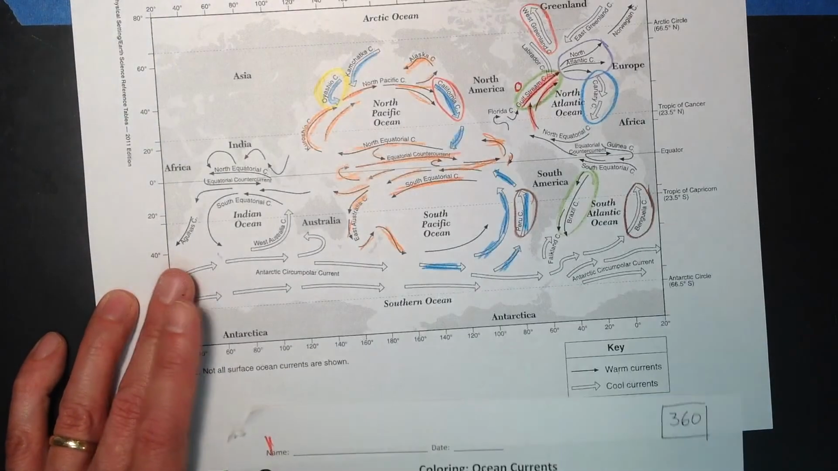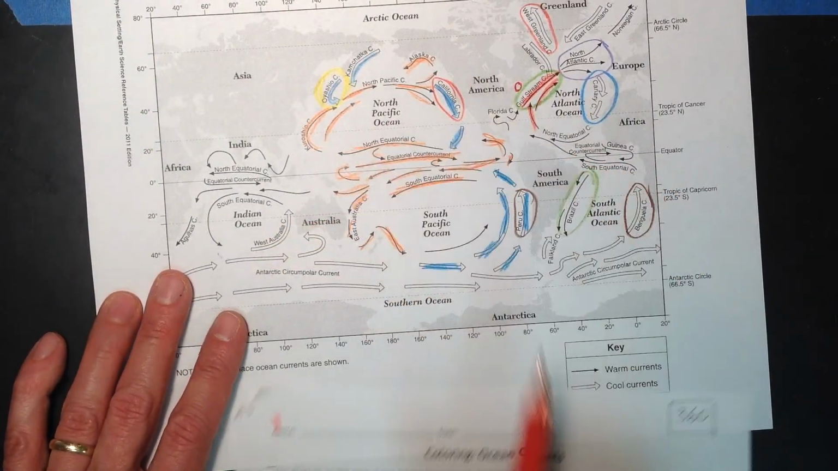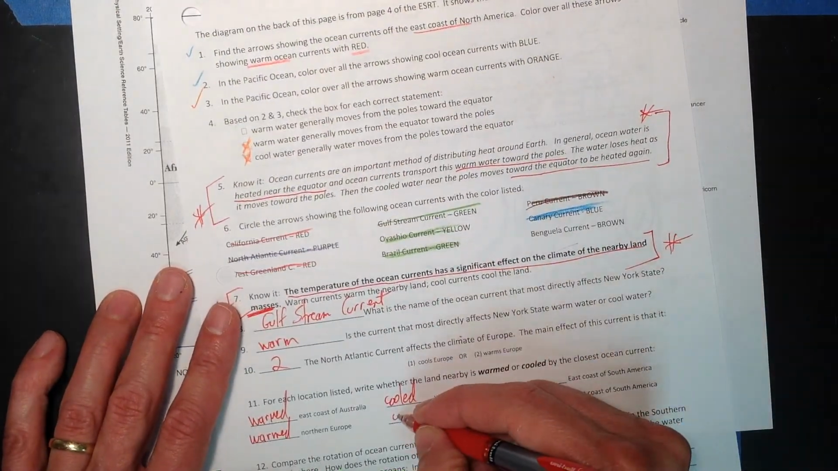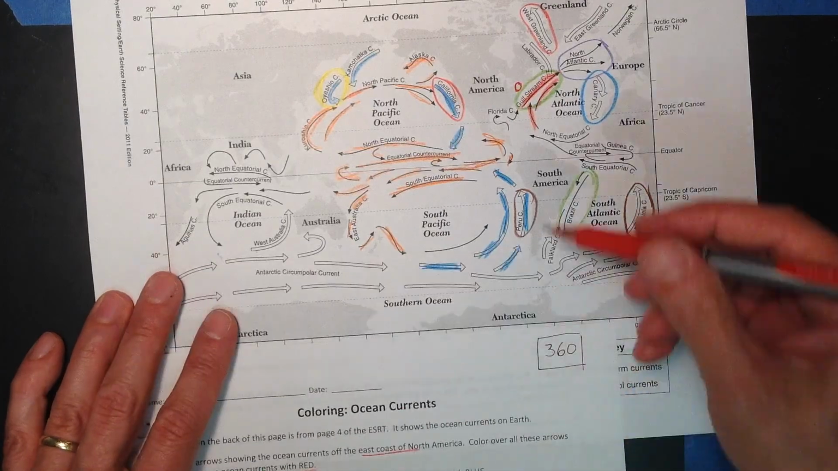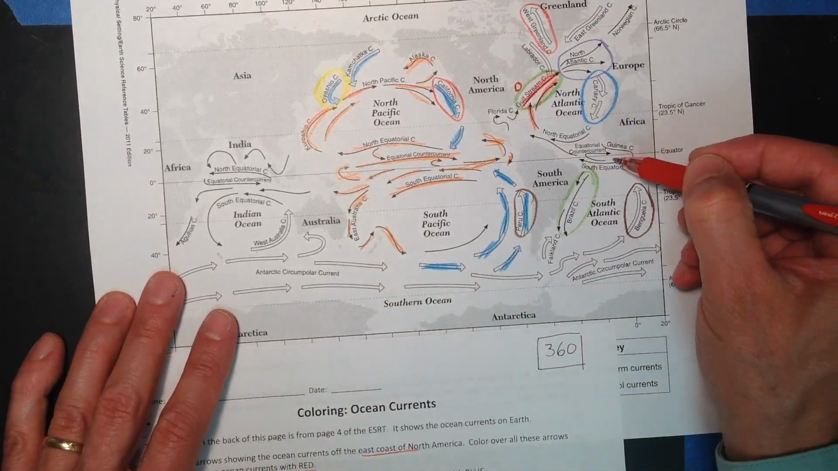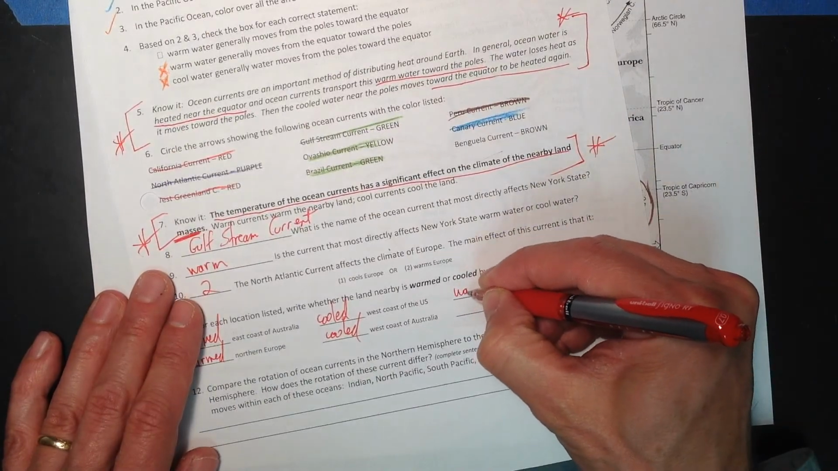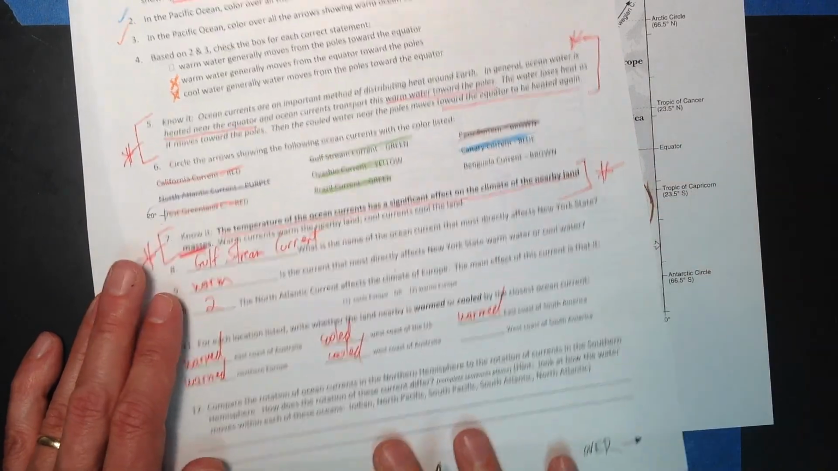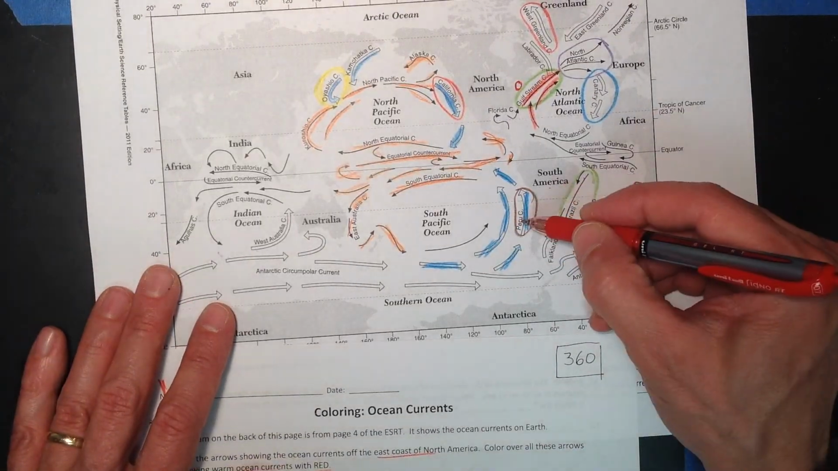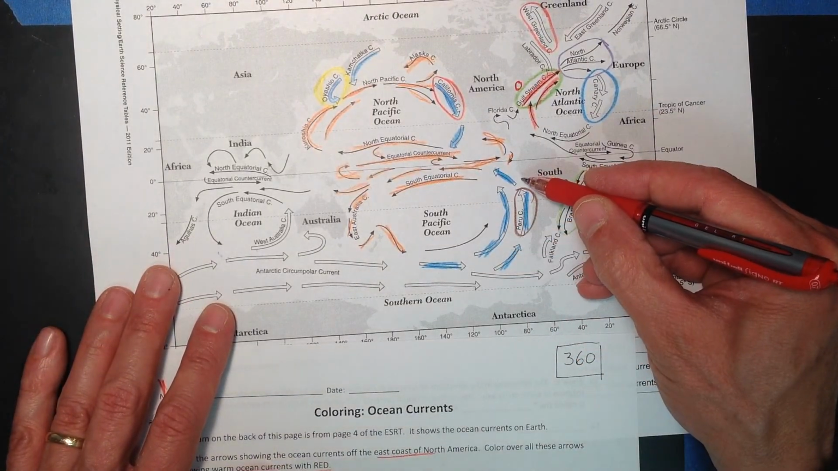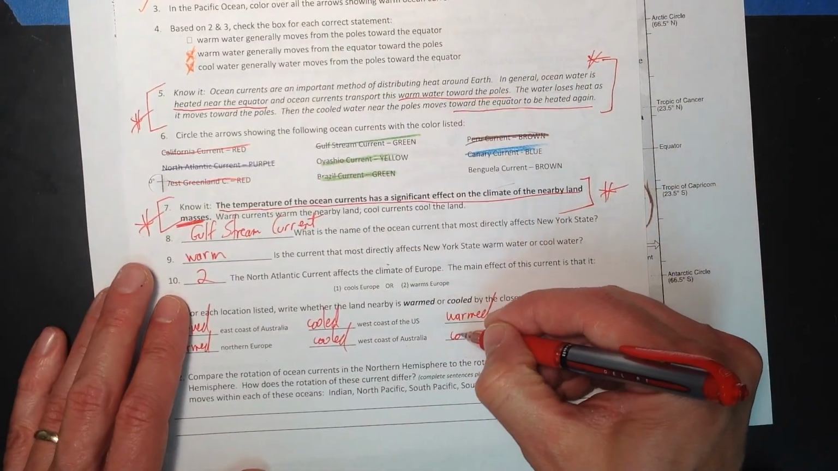West coast of Australia. So here's Australia, west coast. This is a cool current here returning from the pole, so that's going to be cooled. East coast of South America. South America, east coast, warm current. That Brazil current is warm. Warmed. West coast of South America. This is a cool current going back this way. Cool current going this way. So that is going to be cooled.